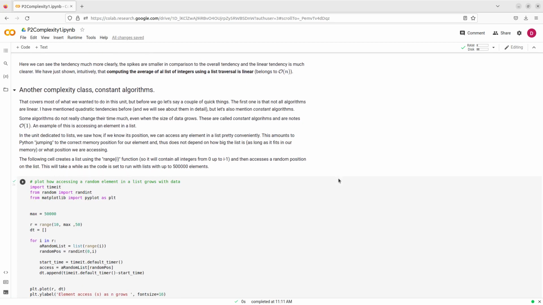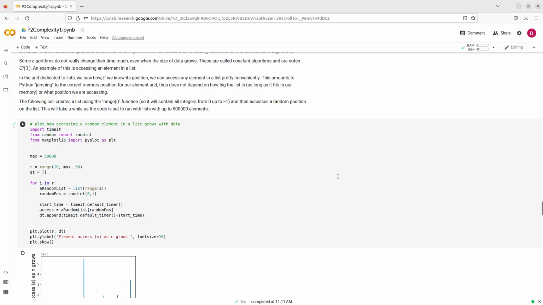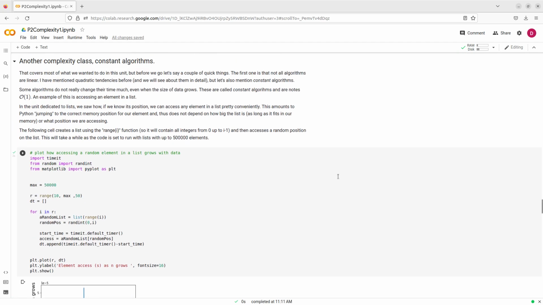But that's not the only class that we are going to see in this session. We are going to see one more before we finish, and in the following sessions we are going to see many more when we study different types of algorithms, and mostly we will do that by using the problem of sorting a list of integers. Okay, but as I was saying, let's see another complexity class.